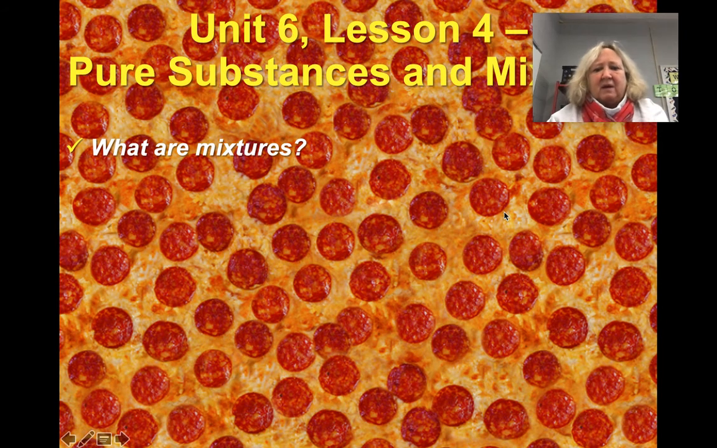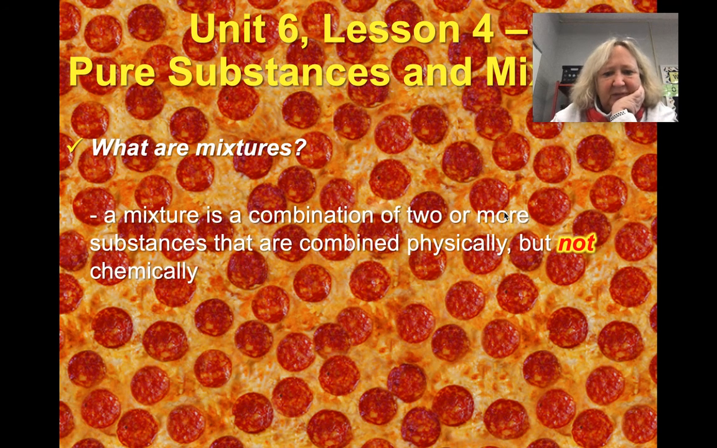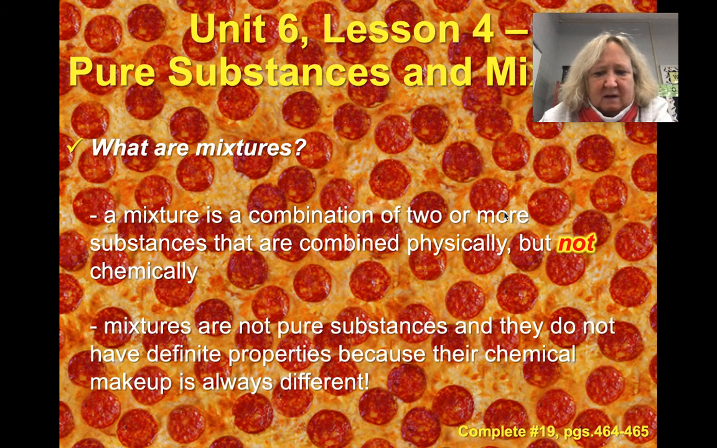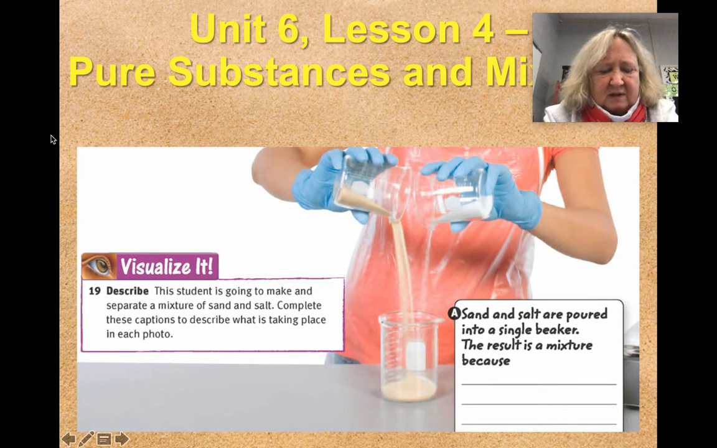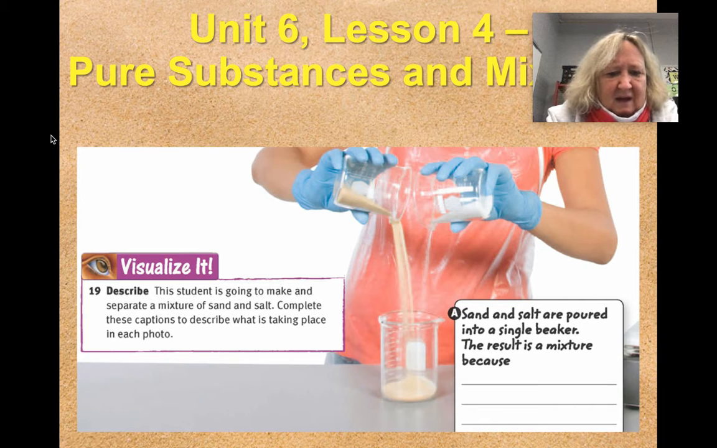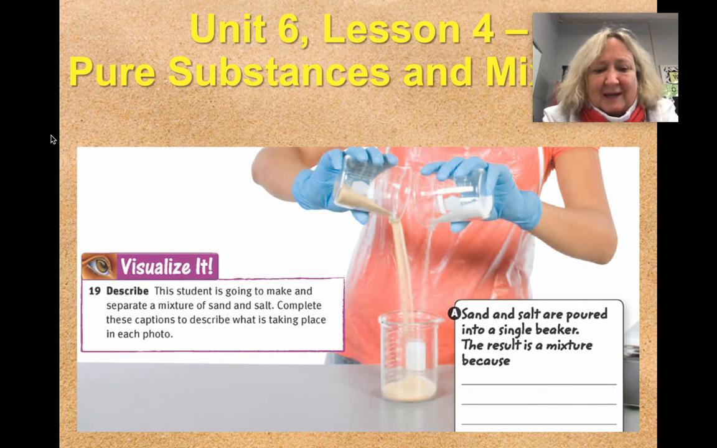There we go. Now I want to talk about mixtures. A mixture is a combination of two or more substances that are not chemically combined. They do not make a new substance, they stay separate. They do not have definite properties because they're always different. So let's look at these questions. The student is going to make and separate a mixture of sand and salt, so he's going to put it together and then bring it out.